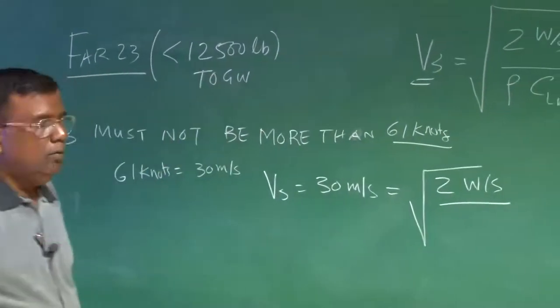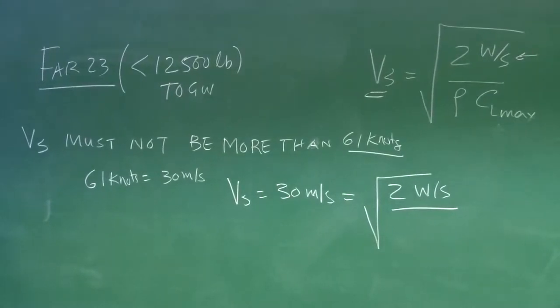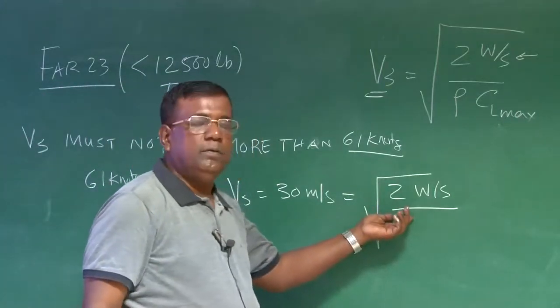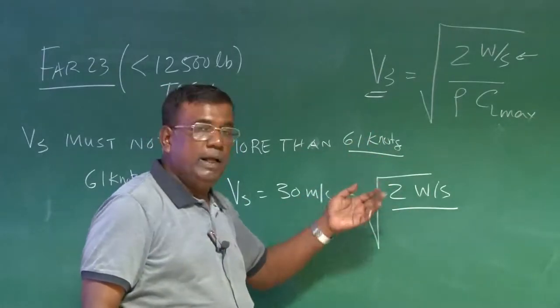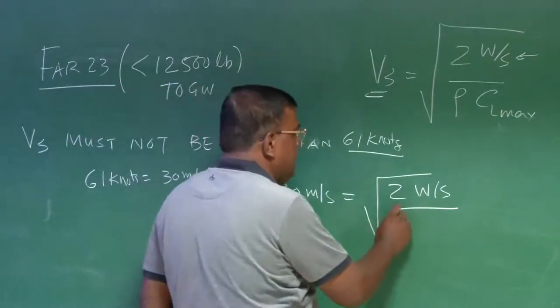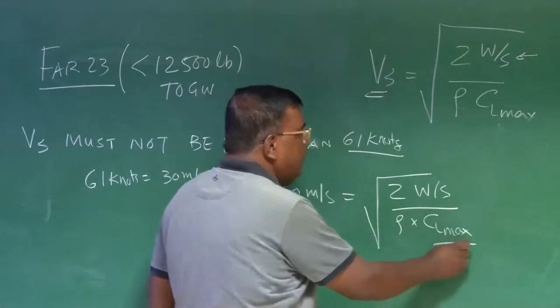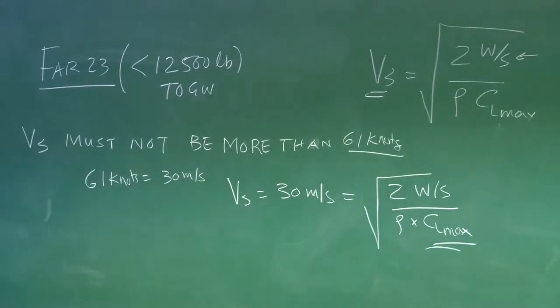Select what is the critical altitude at which you will be flying, whether mostly in Delhi, in winter and summer. If it is winter, then you put the density of air during winter, that will give larger W by S. So depending upon what that altitude is, you put that number, and depending upon what sort of aircraft you are using and what sort of high lift devices that aircraft is complemented with.